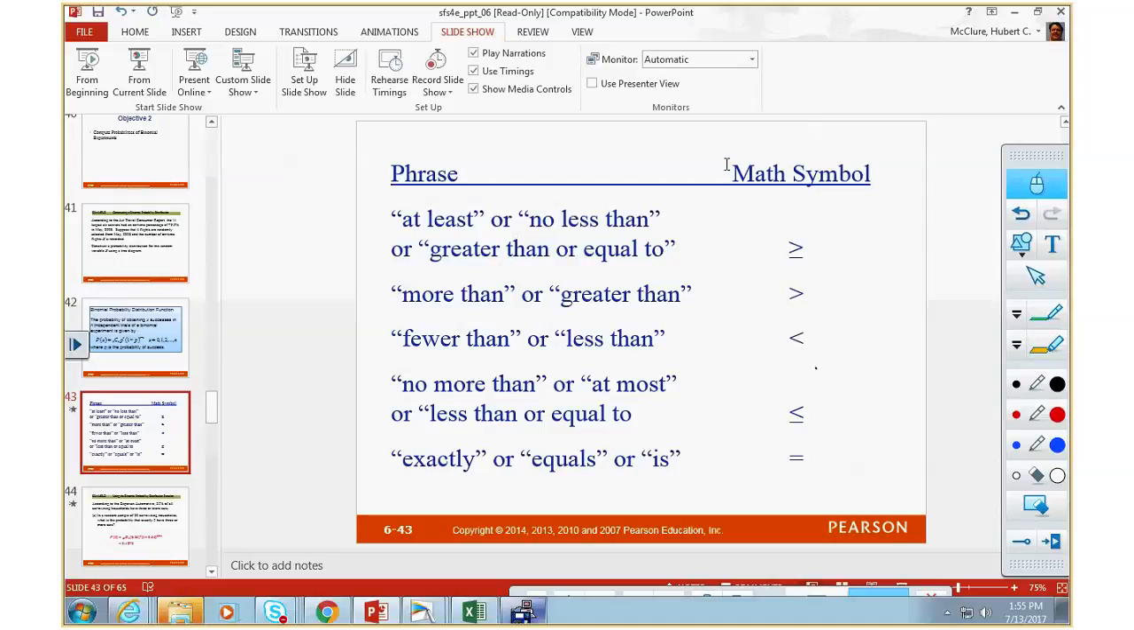Is it greater than or equal to one? At least means that's the lowest number. So at least 1 means x is greater than or equal to 1. That's at least, because 1 is the lowest number.